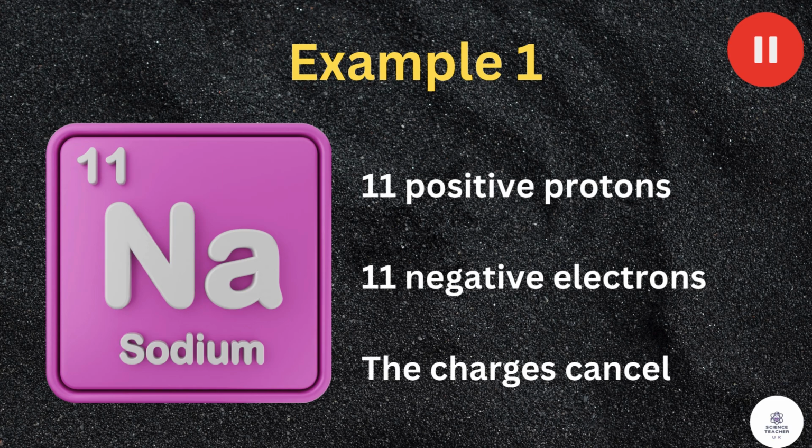Here's an example from the periodic table. Sodium has the symbol capital N, little a, but there's a number 11 next to it. What does that mean? Well, it means it has 11 positive protons in the nucleus. But we've said atoms are neutral overall, they have 0 overall charge. So this means they must also have 11 negative electrons going around in shells. Pause the video and write it down.